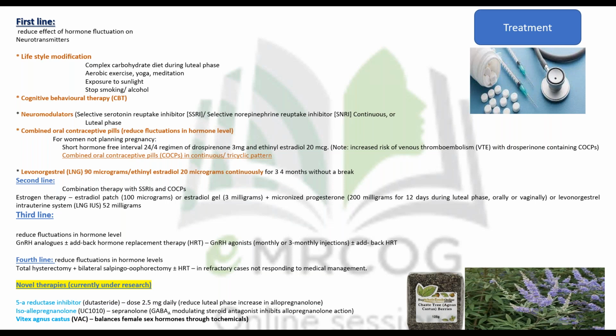This is 100 microgram, or estradiol gel 3 milligram plus micronized progesterone. And the micronized progesterone is the one with the least effect on the PMS symptoms or the PMDD. So the woman will use 200 milligram for 12 days during the luteal phase, orally or vaginally. So she will not use the micronized progesterone continuously.